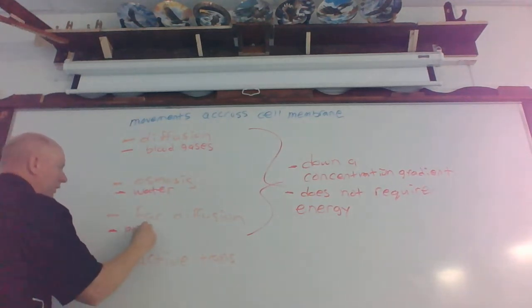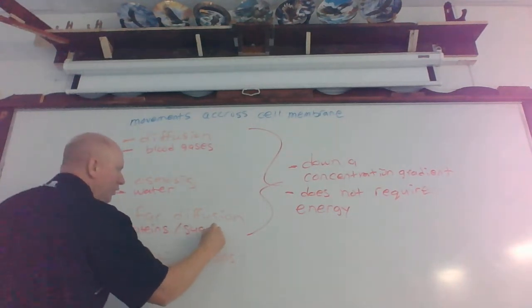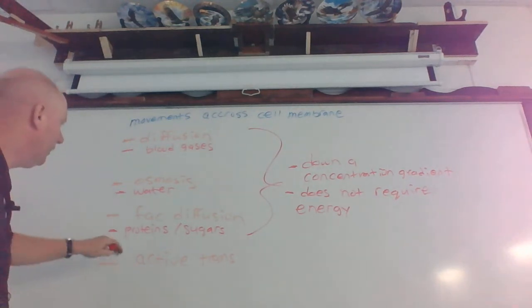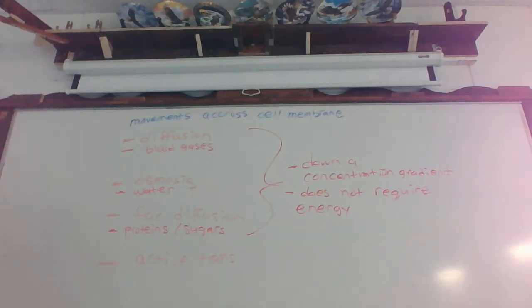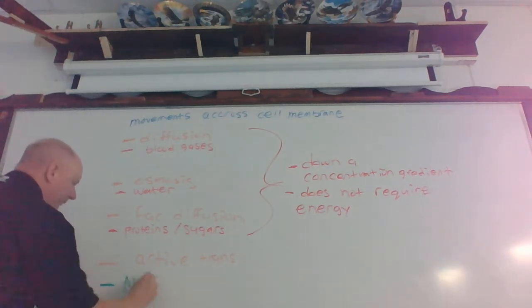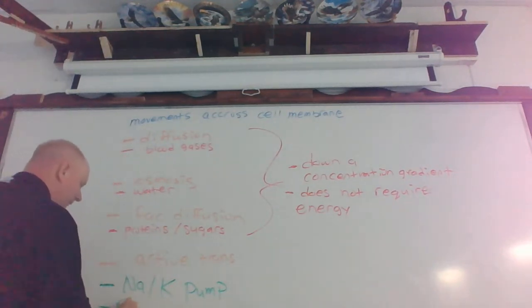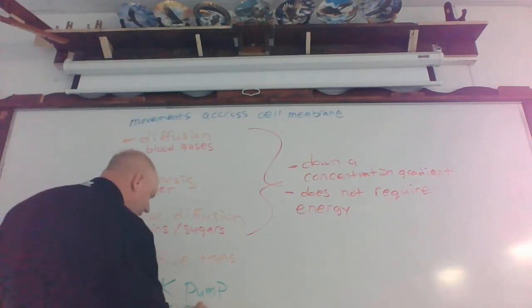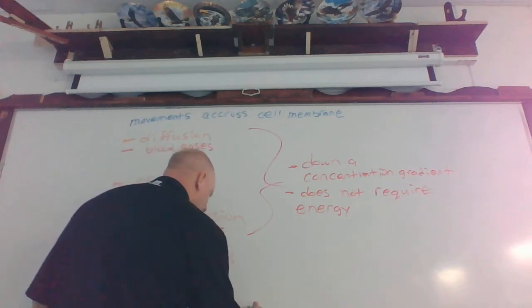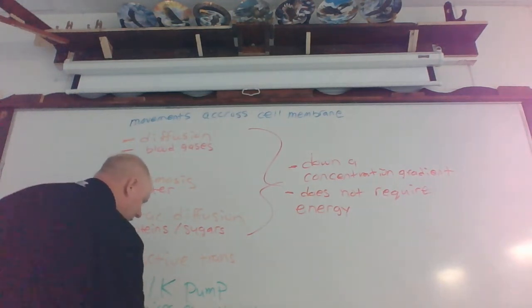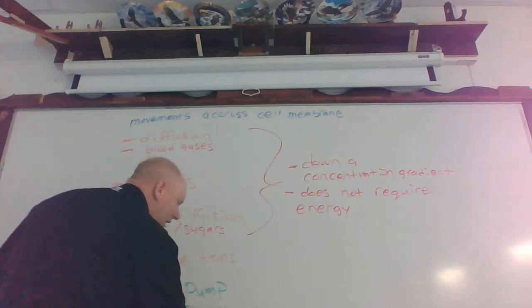Facilitated diffusion is proteins and sugars, materials that are just too large to enter the cell very easily. So you need to have a little bit of help from protein gates inside of the cell membrane. So that's what facilitated diffusion is for. And then finally, active transport, we had said, is your sodium/potassium pump. Because this requires energy, and moves against a concentration gradient.